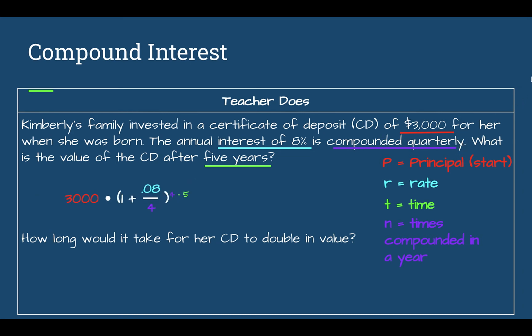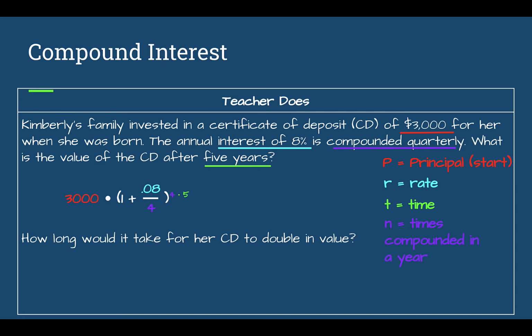If we plug in those values, 3,000 was our principal, times 1 plus 0.08, our 8% as a decimal, divided by 4, in parentheses, and then 4 times 5 in the exponent. So that 4 shows up twice.